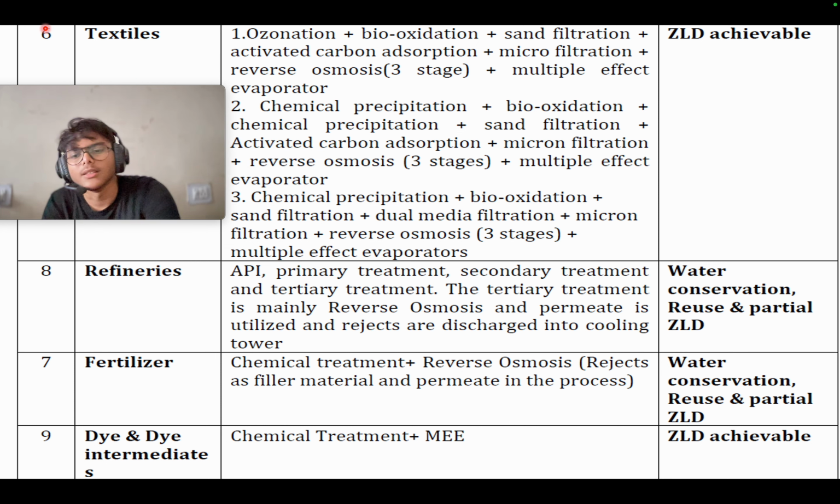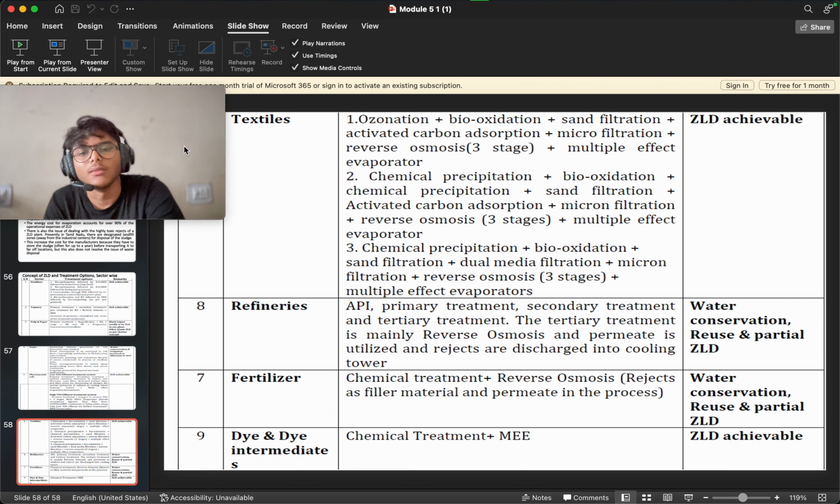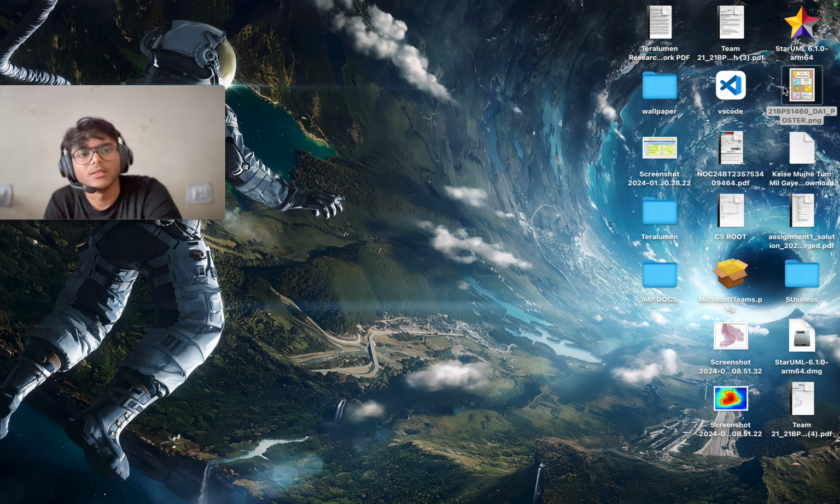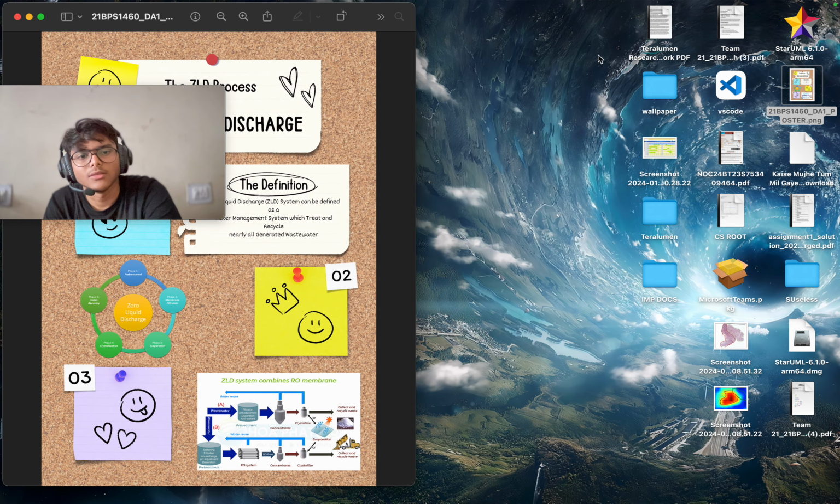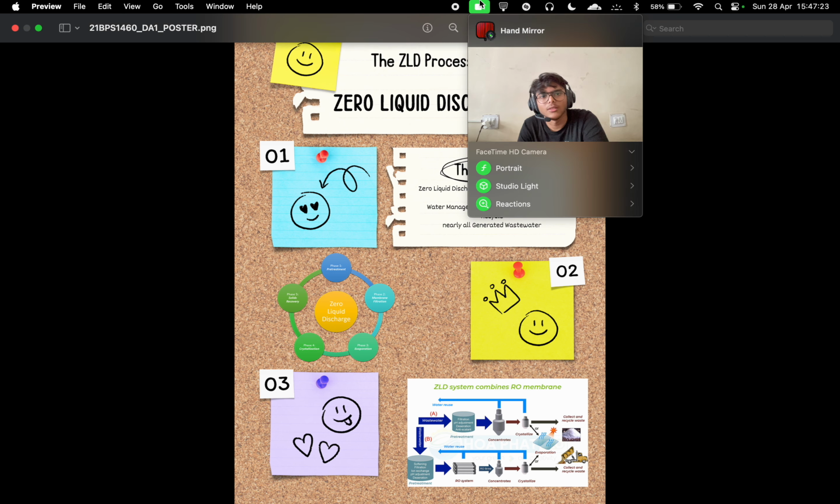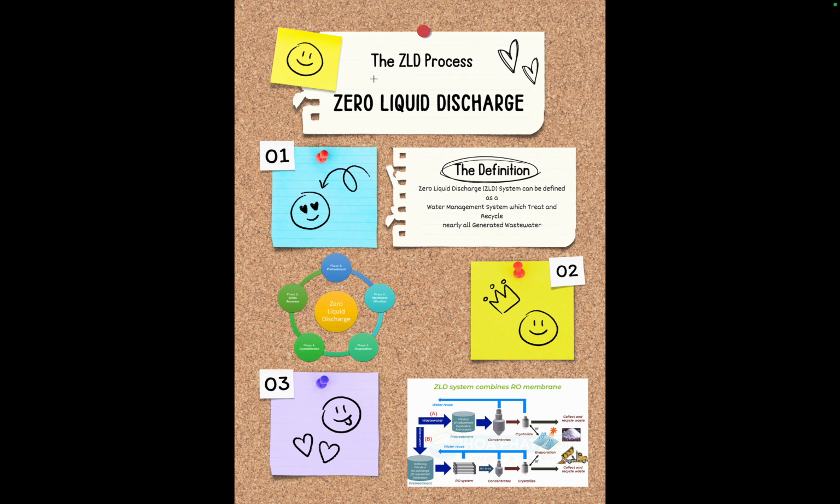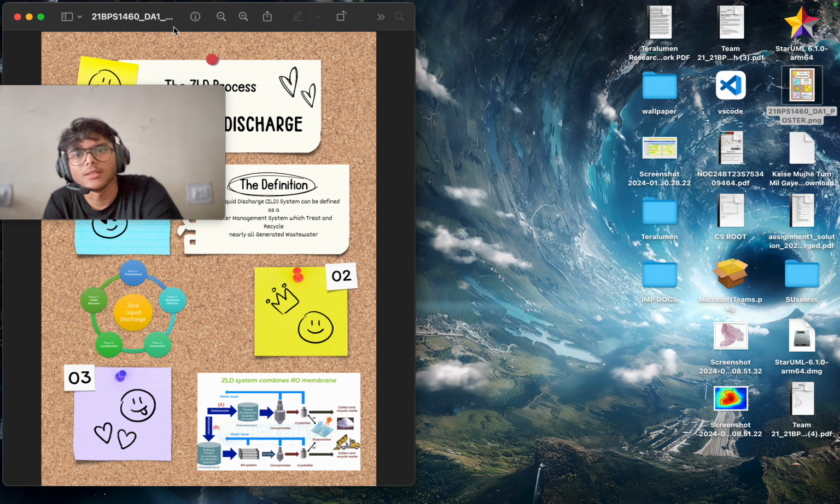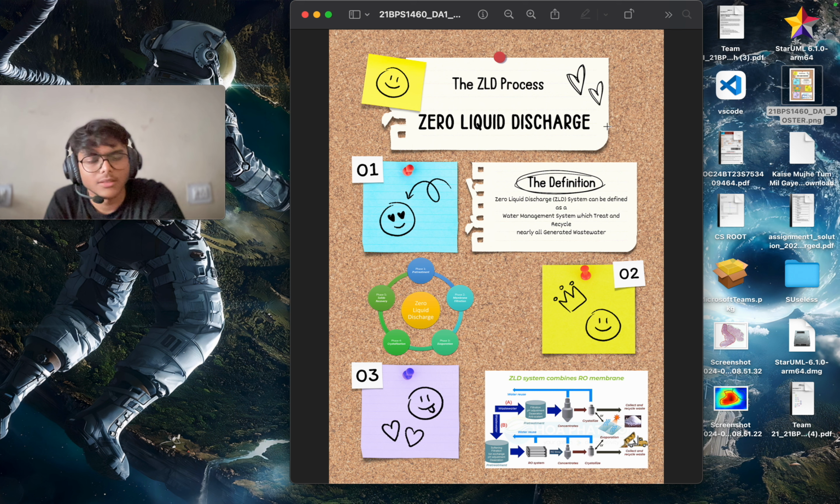So this is about the ZLD, that is zero liquid discharge. You can say it as zero liquid discharge system, right? Now I'll just show you a poster. Okay, so let's see this poster. As you can see in this poster, what you can see is the ZLD process. This is the ZLD process we are seeing here. Okay, the zero liquid discharge.